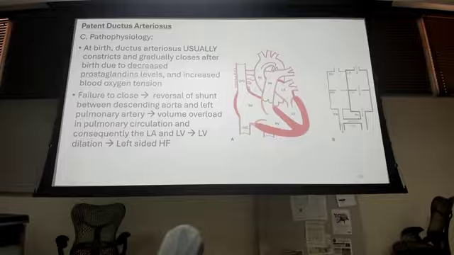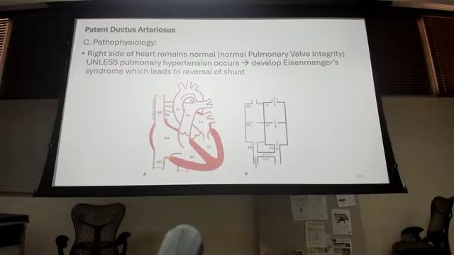And the problem we have with this condition after birth is the pressure in the aorta is higher than the pressure in the pulmonary arteries, and now you have a bypass of oxygenated blood from the aorta going down into the pulmonary arteries, but it's already oxygenated. So now you have an increased volume, increased pressure in the pulmonary arteries, which then can lead to pulmonary hypertension, and then lead to heart failure and all that kind of stuff.